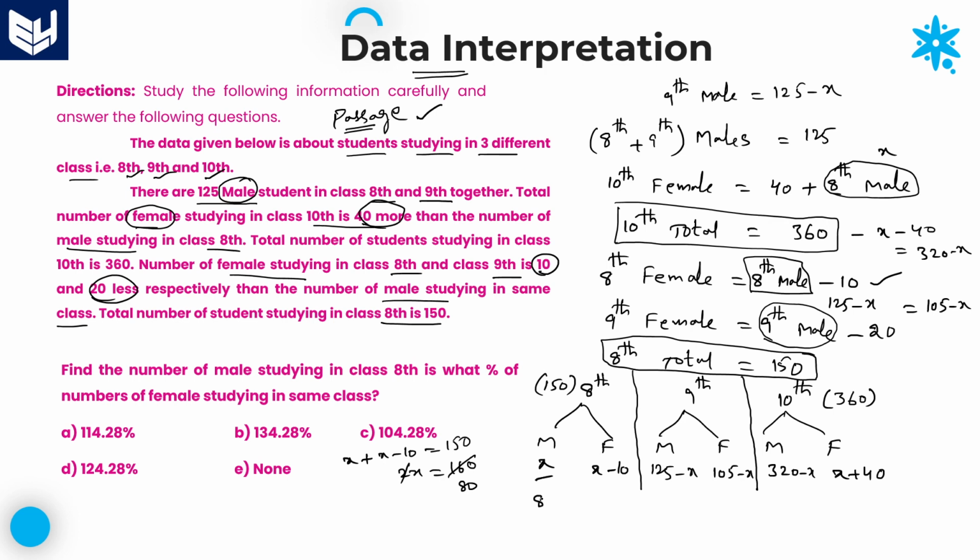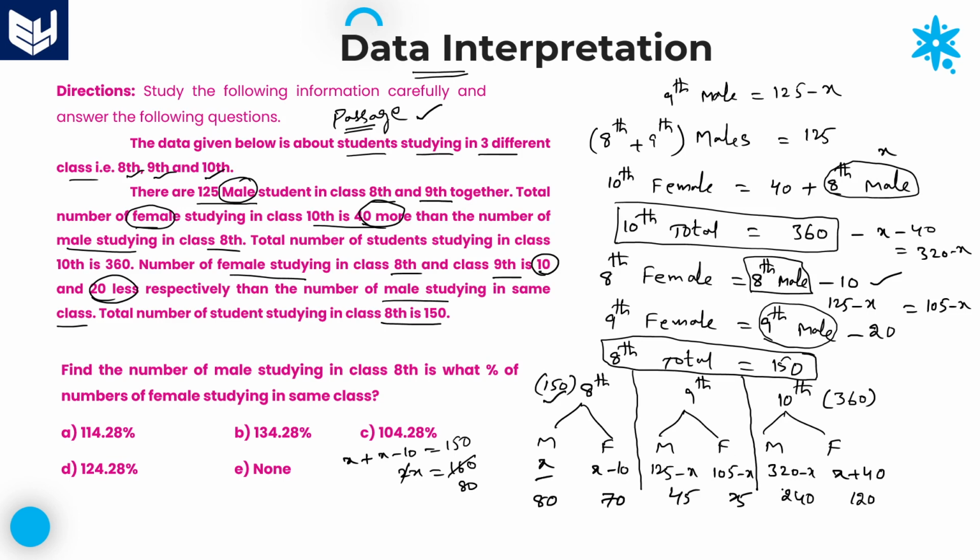Here this value is 80. Next this value, 80 minus 10, is 70. Next, 125 minus 80, what is that? 45. Next, 105 minus 80, 25. Next, 320 minus 80, 240. Next, 80 plus 40, 120. Now if you observe carefully, 80 plus 70, 150.